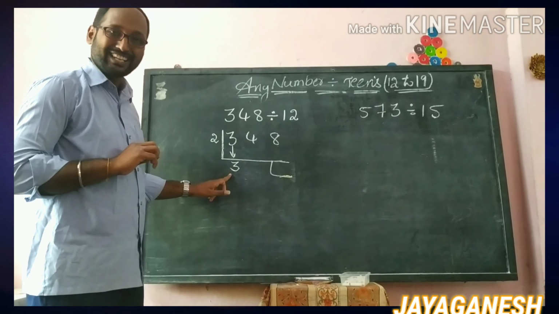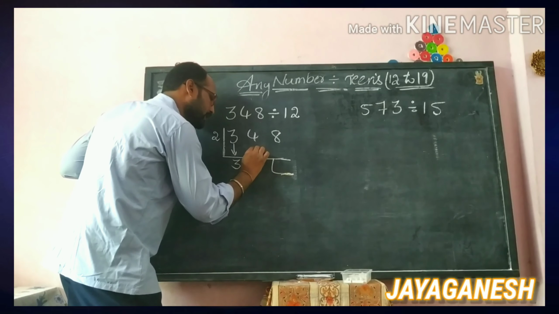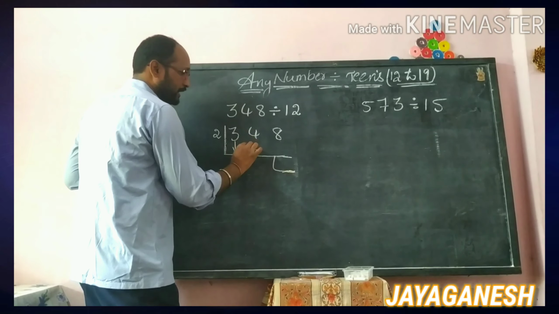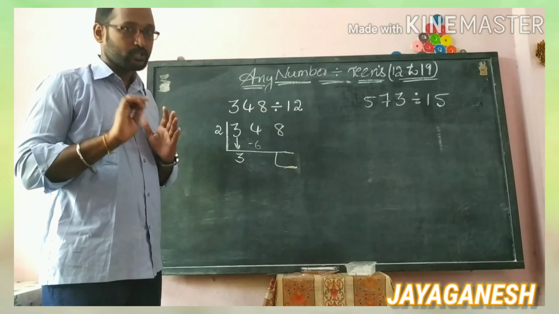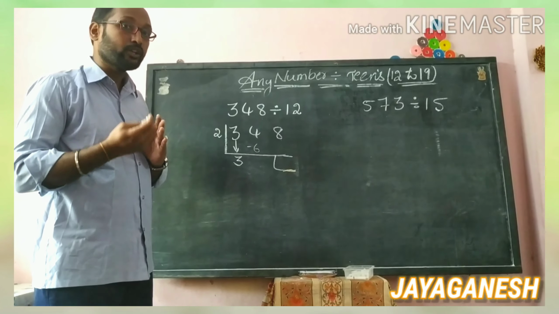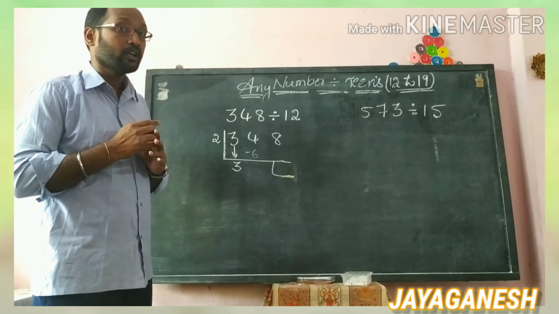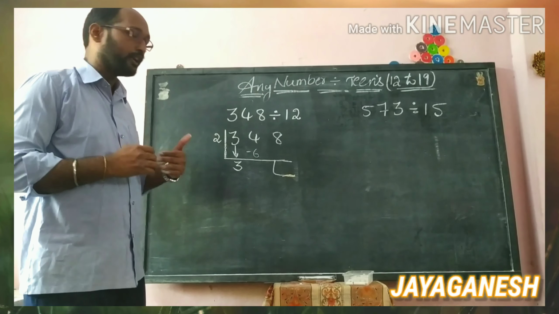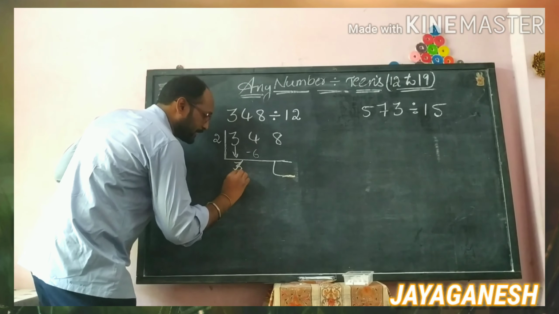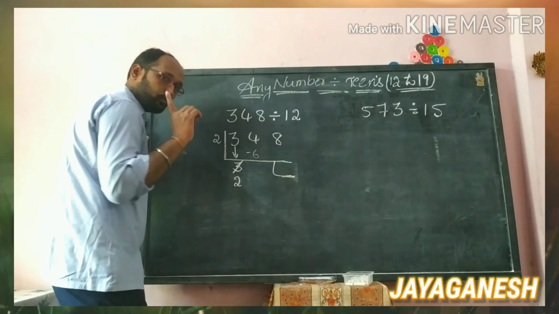Now 2 3s are 6. Suppose I am writing 6 here. Then 4 minus 6 we can't do. We can't do means we will get a negative value, which is not possible. When you get a negative value in the 11 method, we did one thing. What did we do? We reduced the quotient. The same way here also you are going to reduce the quotient. This 3 will become 2. We are reducing by 1.